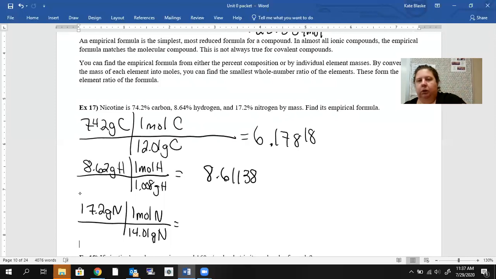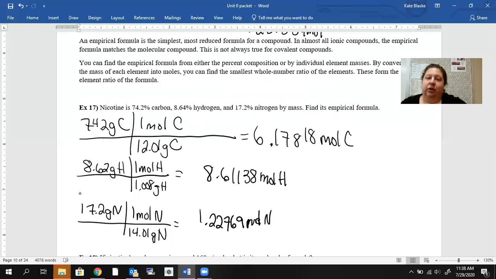For nitrogen, I got 1.22769. Now this is moles. Please make sure you label all these so that you can keep everything straight. Now, I could write that it's a ratio of 6.178 moles of carbon to 8.611 moles of hydrogen to 1.22769 moles of nitrogen. That doesn't mean anything, though. That doesn't get us to a formula.